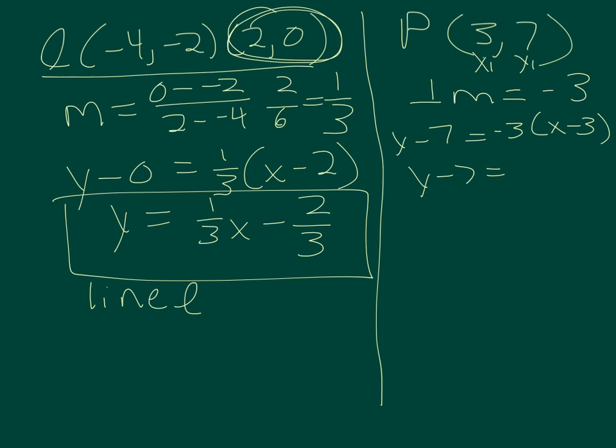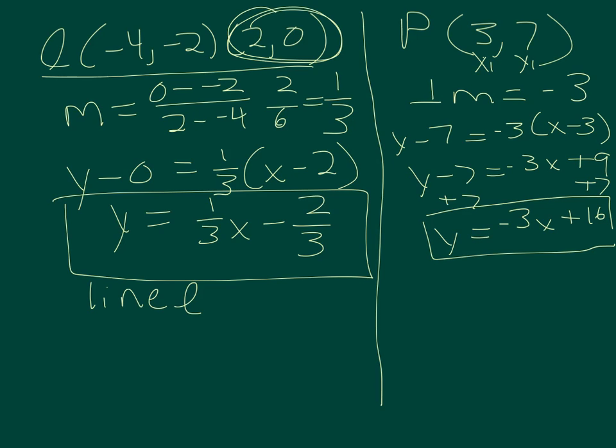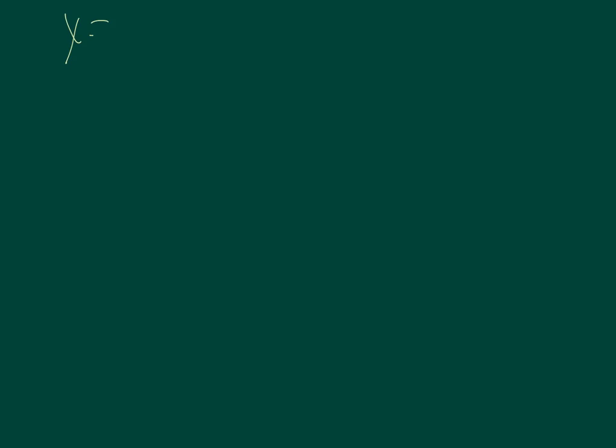Let's do algebra. Do some more algebra. And we should have an equation of y equals -3x plus 16. So this is my equation that's perpendicular. Now that I have two equations, I can use a system of equations to find their intersection point. So I'm going to go to my next slide and copy those in. I had the equations y equals 1/3 x minus 2/3, and y equals -3x plus 16.